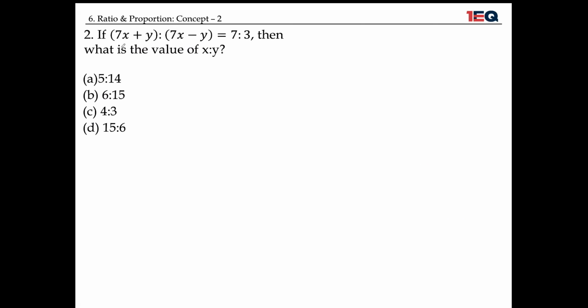Now in this case, we can easily use componendo and dividendo, because whatever is in proportion, they are of equal magnitude. When I say equal magnitude, what do I mean? I mean that 7x plus y whole upon 7x minus y is equal to 7 upon 3.